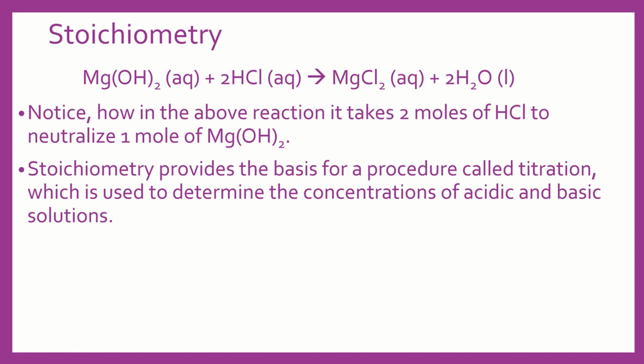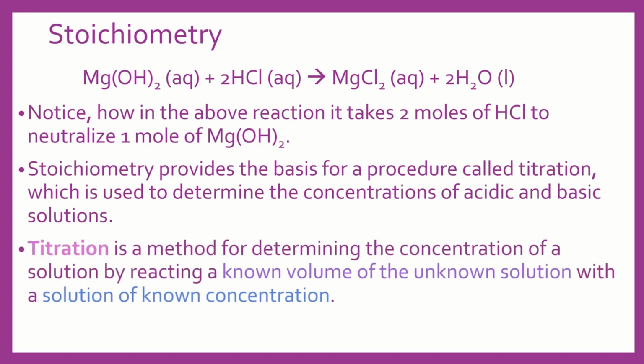Again, notice the 2 moles of HCl, and that stoichiometry allows us to use titrations to determine the concentration of acidic and basic solutions. So in a titration, you usually have a known volume of an unknown concentration of solution. So I just give you the solution. I say we don't know what the concentration is, but you do know the volume. You have 20 milliliters of this unknown concentration solution. And we're going to mix that with a solution of known concentration. And we can use the solution of known concentration to solve for the concentration of the unknown solution.